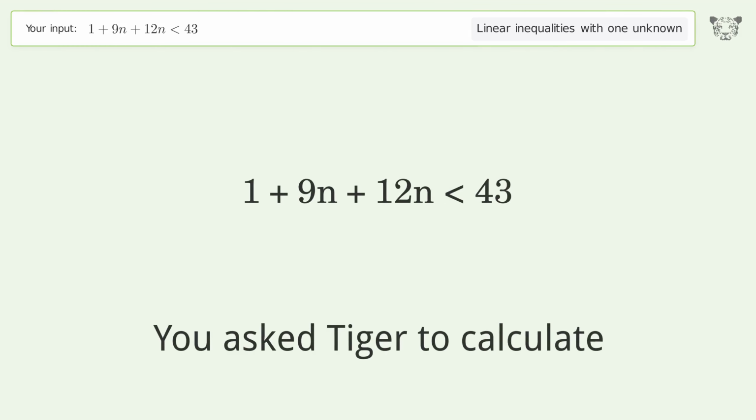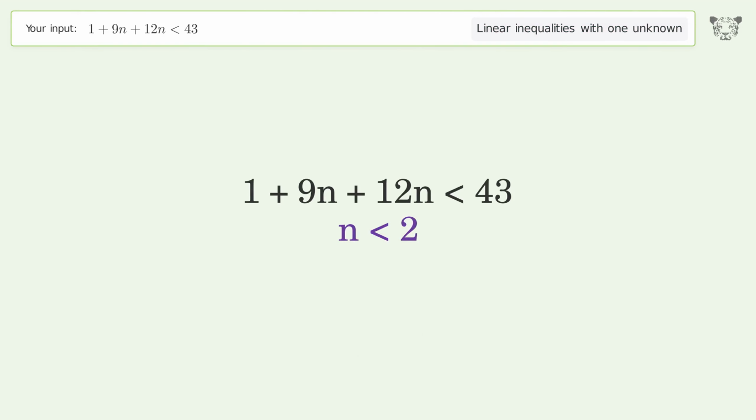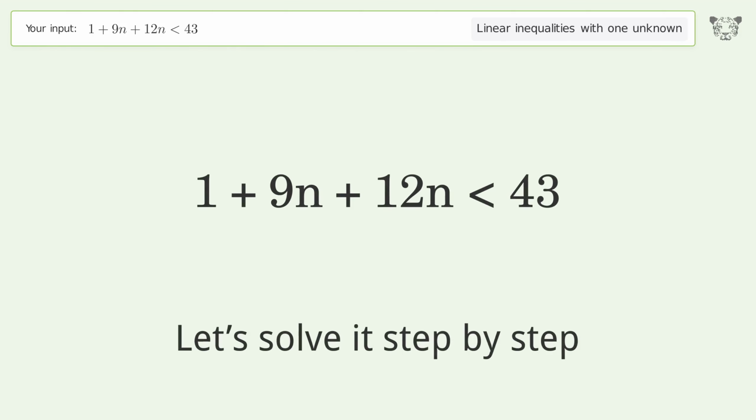You ask Tiger to calculate. This deals with linear inequalities with one unknown. The final result is n smaller than 2. Let's solve it step by step.